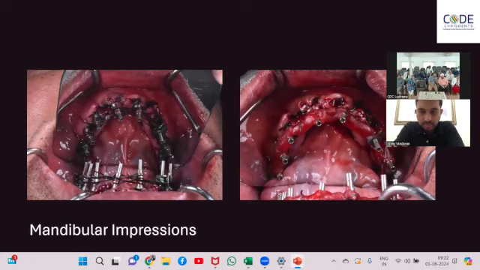On the second day, the mandibular implants were placed, again with immediate extraction followed by impressions. Because we were doing a lab side pickup, I didn't want any discrepancy in my implant position. That's why we made sure there was no discrepancy, and we splinted all the impression copings.